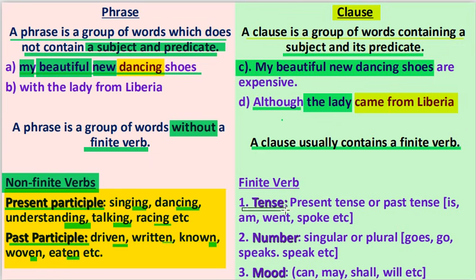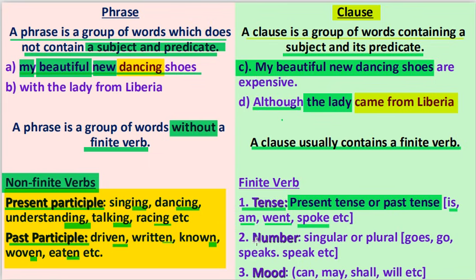Number one, tense. If a verb shows that it is present tense or it is past tense, that verb is finite. Example, is, it is present tense. Am, it is a present tense verb. Went, the past tense of go, is a past tense verb. It shows past tense, so it is finite. Spoke is the past tense of speak. It is a finite verb because it shows tense, it shows past tense. And many other verbs that show either present tense or past tense, they are finite verbs.